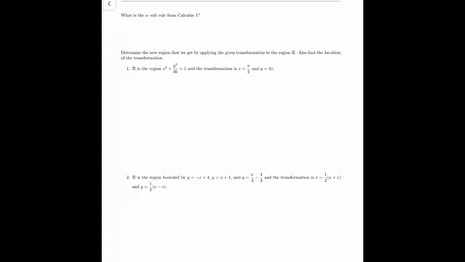In this sequence of videos, we're going to look at change of coordinates in 2 dimensions. This is the 2-dimensional analog of doing U substitution in Calc 1. So we're going to begin by reviewing the U substitution rule from Calc 1.